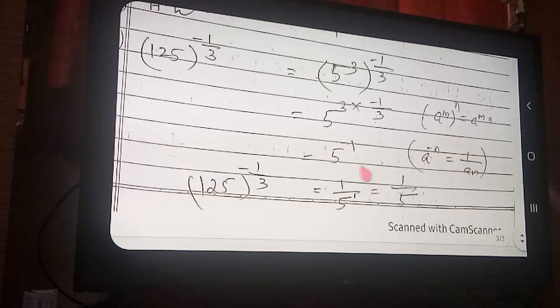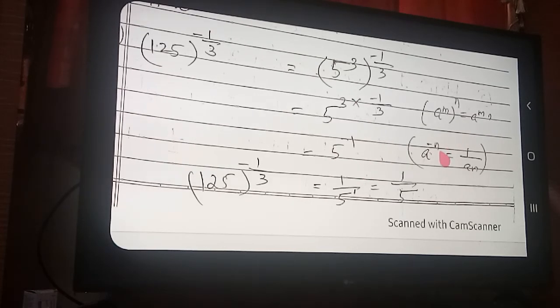So here this 5 raised to minus 1 now. In the previous one, I explained an important note: a raised to minus n is the same as 1 by a raised to n. So here 5 raised to minus 1 will become 1 by 5 raised to 1. 5 raised to 1 means what? 5. So what's your answer? 1 by 5. Got clear now?